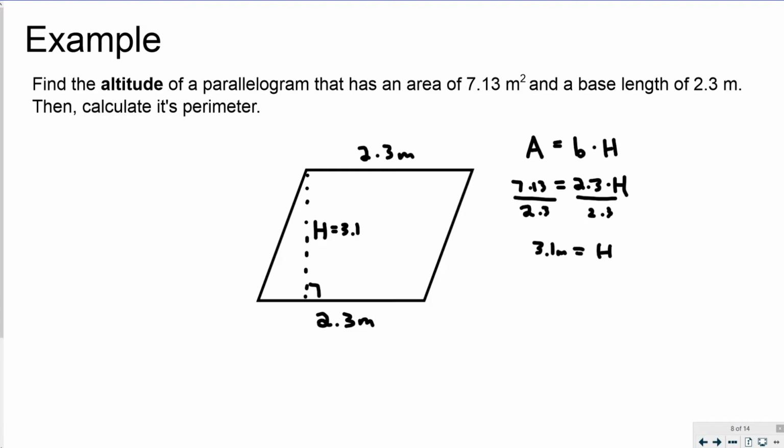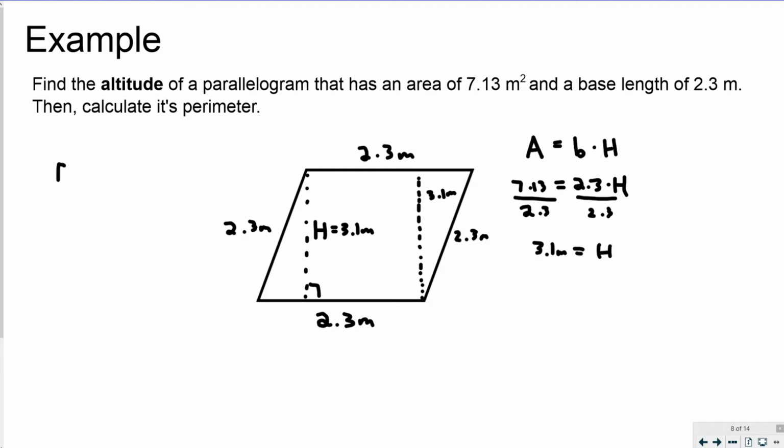And then the base length here, the only thing that I could assume is that the parallelogram is a rhombus and has all four of its sides congruent, because this is the information that they've given me. I would need some sort of additional information. I could draw in a second height here, 3.1 meters, but without some additional information, I would just have to assume that the bases are all the same.